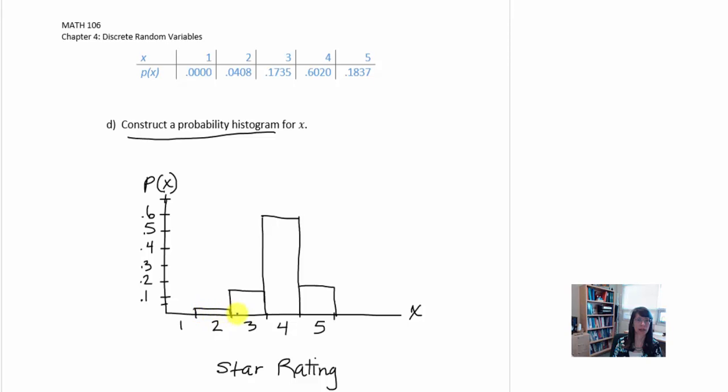Whether you shade in your bars or not is up to you, but sometimes it's helpful to have the value of the bar written right at the top. So I'll go ahead and do that. And now our histogram is complete.